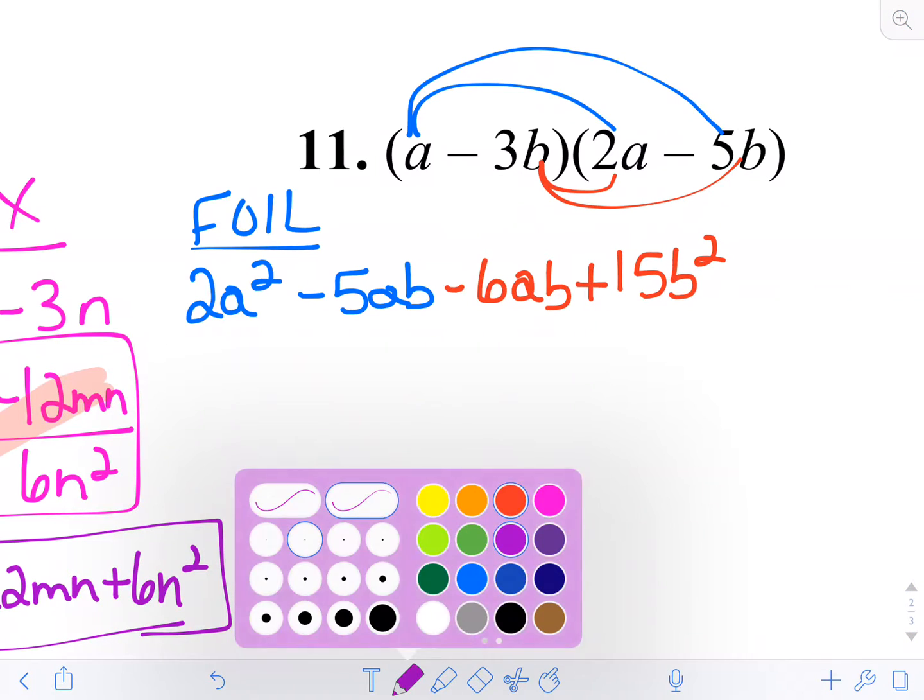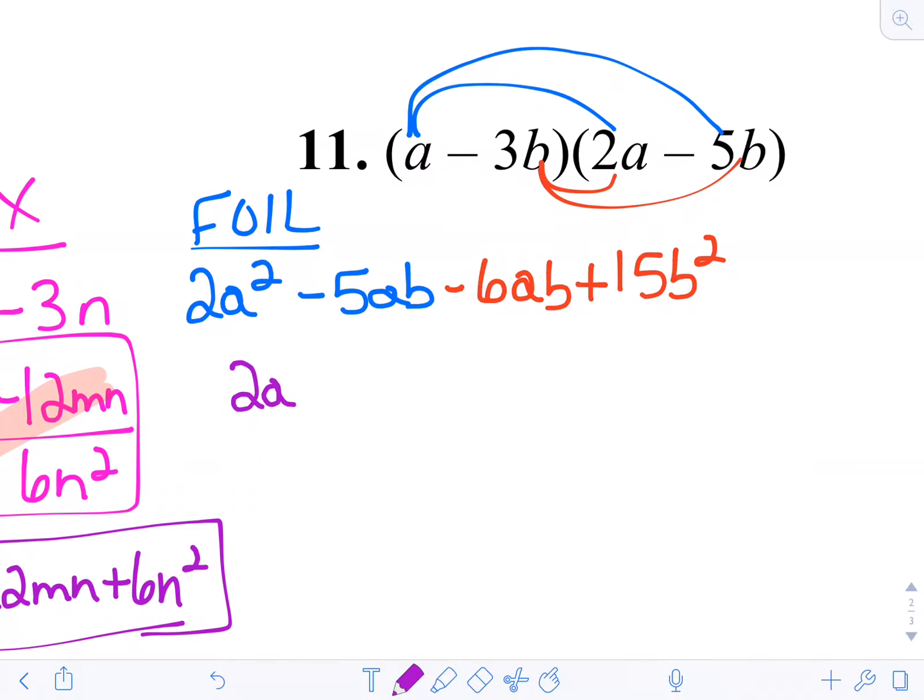And then we're going to combine our like terms. 2a squared is just 2a squared. I have negative 5ab and negative 6ab. That will give us negative 11ab plus 15b squared.